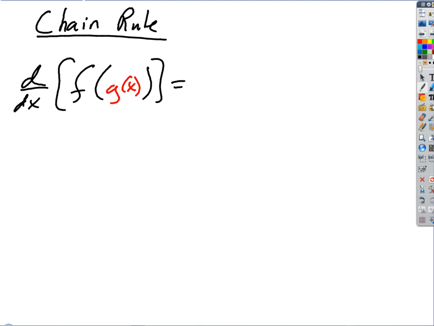If I have a composition of functions like this, f of g of x, and I want to take a derivative using prime notation, how would I write the chain rule in terms of f's and g's and x's and all that good stuff?